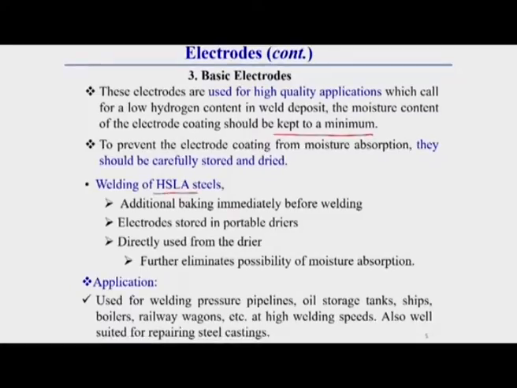Now, welding of HSLA steel. HSLA is a very sophisticated type of material. Its full form is high strength low alloy steel. Its strength is high, but in this material different alloying components are there. Alloying means a small amount of different material is added in this steel. This is a type of steel, high strength low alloy steel: H for high, S for strength, L for low, A for alloy.